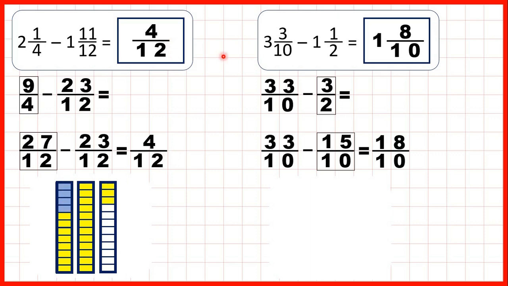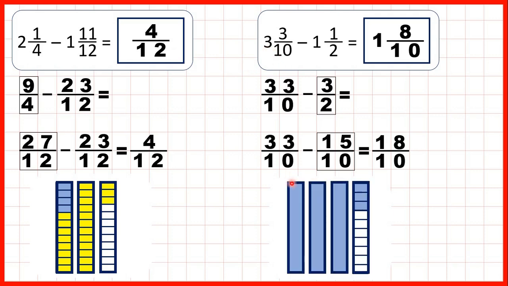Then for this question, we started with 3 and 3 tenths. We changed that to 33 tenths, so changed it to an improper fraction. We were subtracting 1 and a half, but we saw that that's the same as 3 halves, and 3 halves is equivalent to 15 tenths. So if we take away 15 of these tenths, that leaves us with 18 tenths left in blue. But 18 tenths as a mixed number is 1 and 8 tenths, because 18 divided by 10 is 1 remainder 8. So as a mixed number, our answer is 1 and 8 tenths.